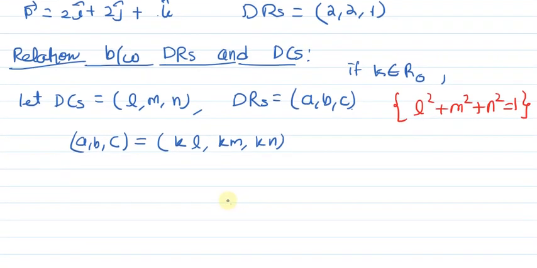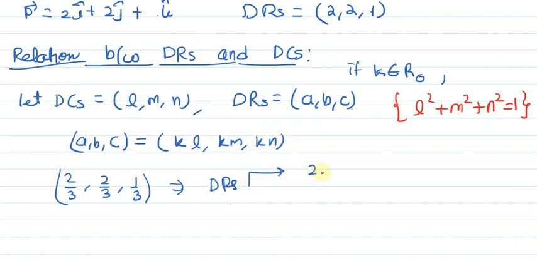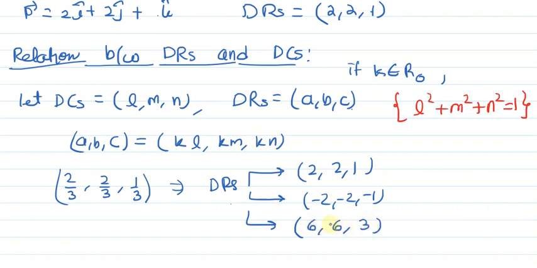Like for example, if you have DCs 2 by 3, 2 by 3 and 1 by 3, then that implies DRs can be 2, 2, 1. If we multiply 3 with all, it can be -2, -2, -1 also, if you multiply minus 3, and DRs can be 6, 6, 3 if you multiply 9, right? So DRs can be many, and all are the DRs of the same corresponding DCs.